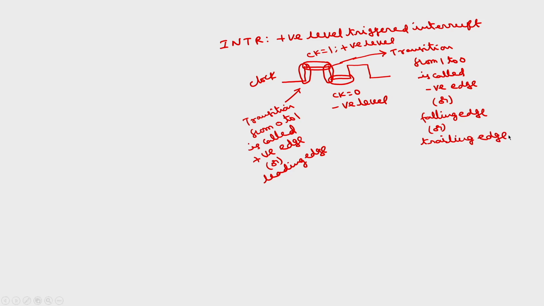So, when will the interrupt be enabled? If we take this INTR, during this portion only. Whenever you give the INTR line, if I apply this 5 volts to this one, that is called positive, which is logic 1, then only this INTR will be enabled. Whereas NMI, non-maskable interrupt, is a positive edge triggered interrupt.